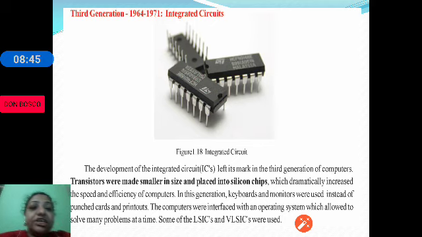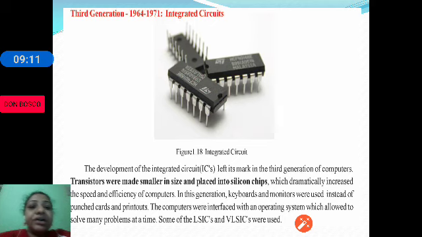Therefore, the size of the computer was considerably reduced, and the speed and efficiency also improved. In this generation of computers, keyboards and monitors were introduced instead of punched cards. Later on, some computers also used LSIs.